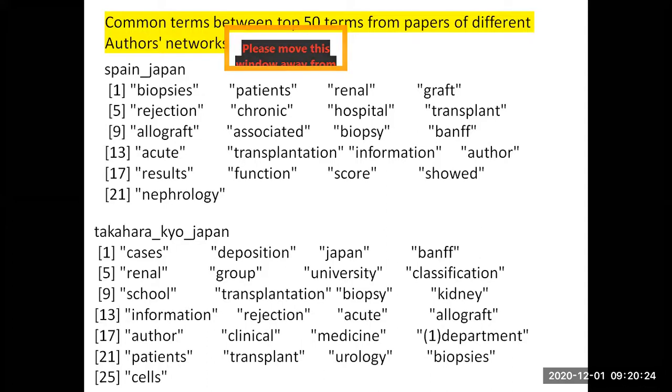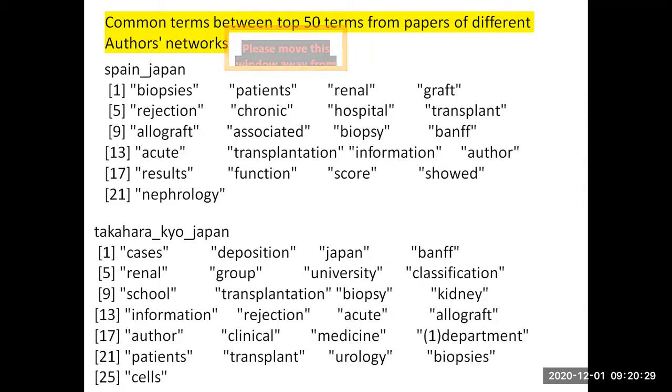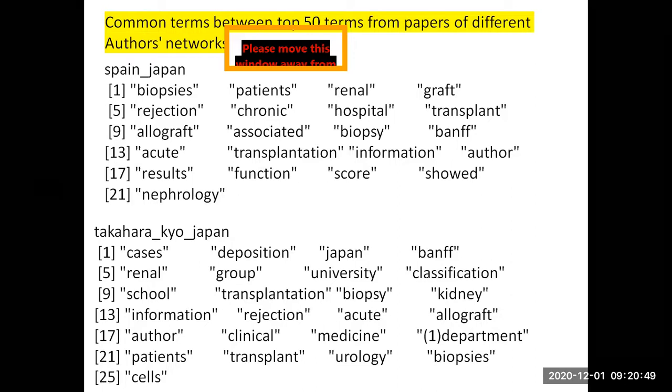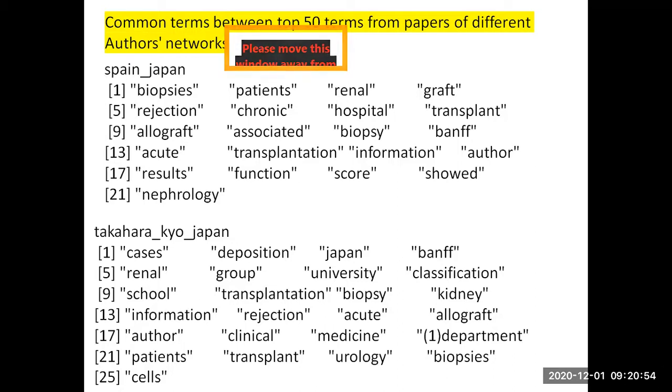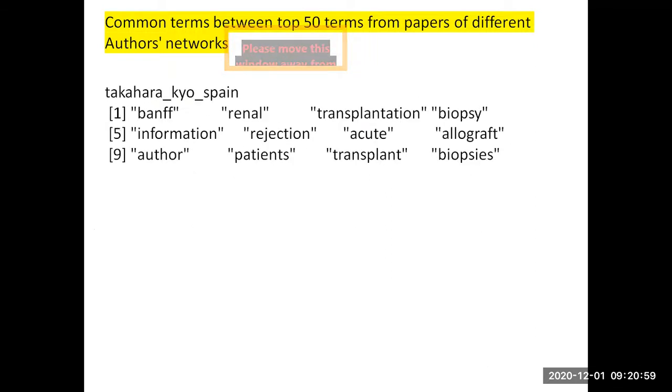Now we can go into a little more detail of this. Among the top 50 terms, what are the common terms? What is the proportion of the common terms between the two networks of papers? So we see that between Spain and Japan, it's about 21 by 50, that's about 42% similarity. The similarity between Takahara, Kyo, and Japan is a little more, 25 by 50, that's about 50%.